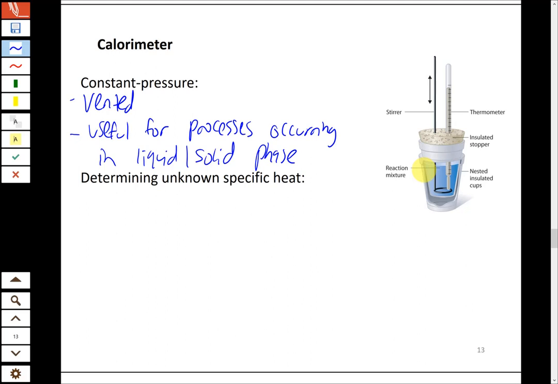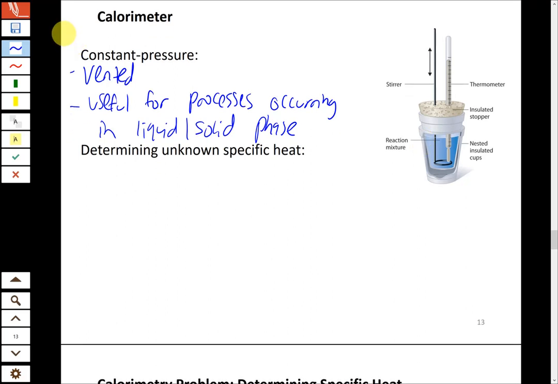So the first application of calorimetry we're going to talk about is determining an unknown specific heat capacity. So that value of C that we have, 4.184 for water, what if we have a new material and we're trying to measure that heat capacity? How do we do that? Well, we can use a calorimeter for that.